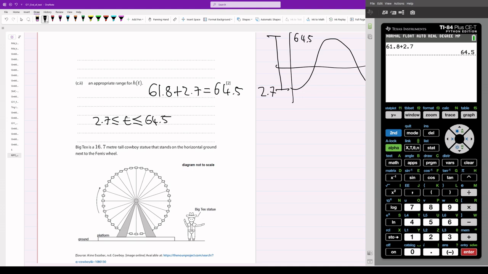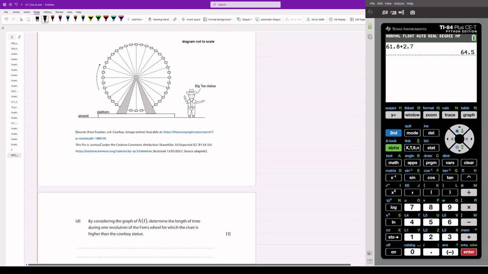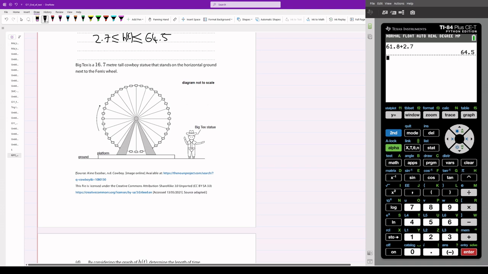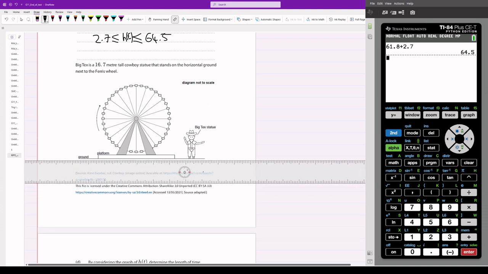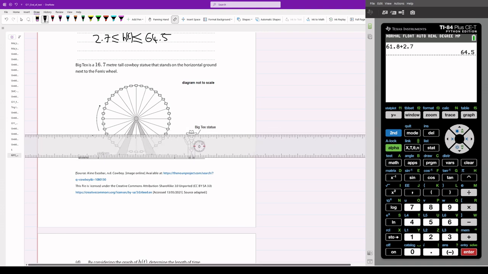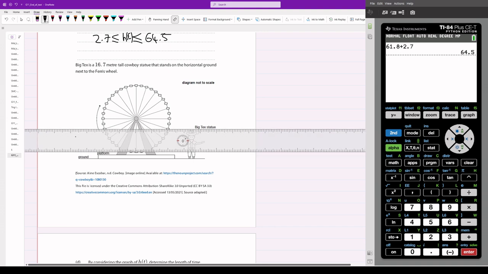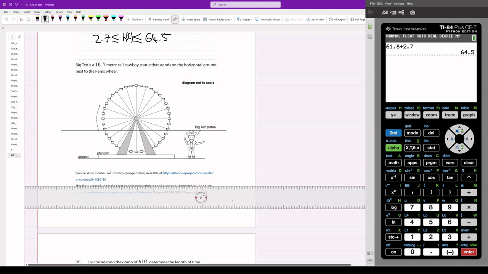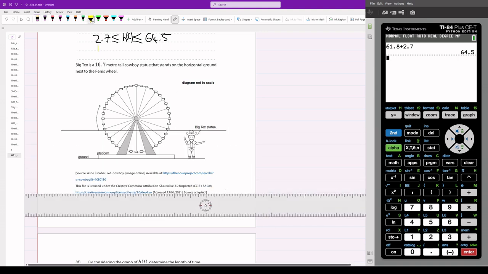So that's my range, and that shouldn't be a t in there, that should be h of t in there. Okay, getting near to the end now. So we've got a cowboy statue, which has a height of 16.7 meters.